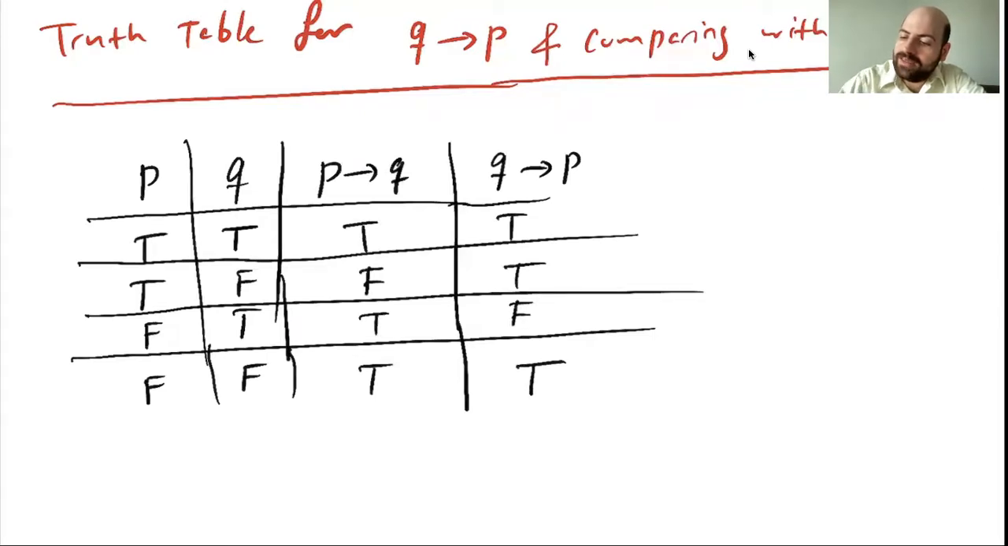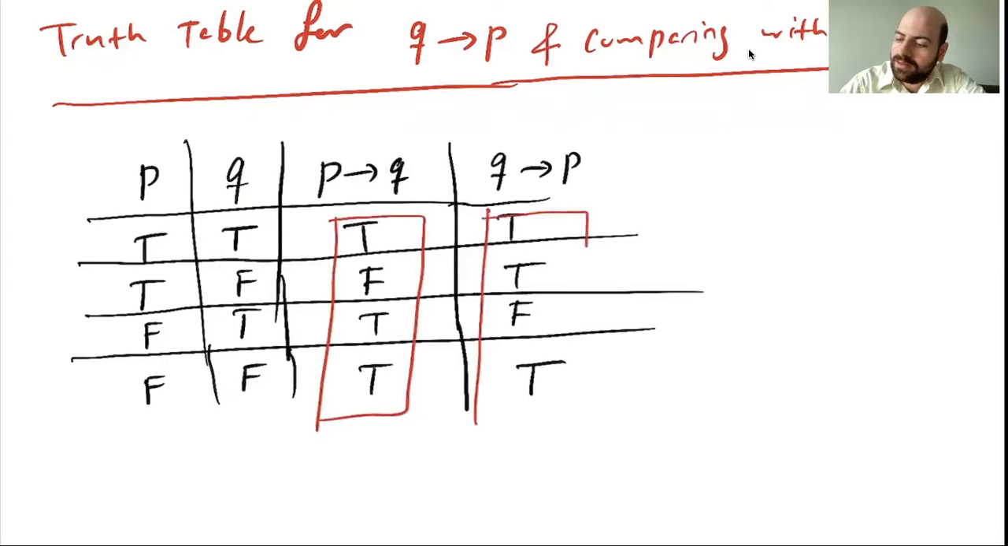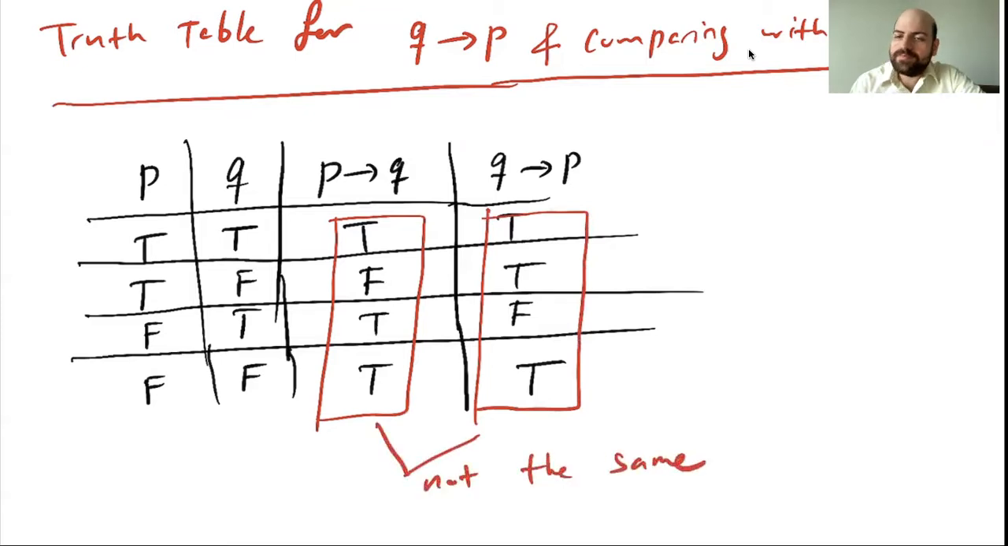So when we look at these two columns, these two are not the same. The first row is the same, the last row is also the same, but the second and third rows are different. So in this sense, we say that P implies Q and Q implies P are not logically equivalent with each other.